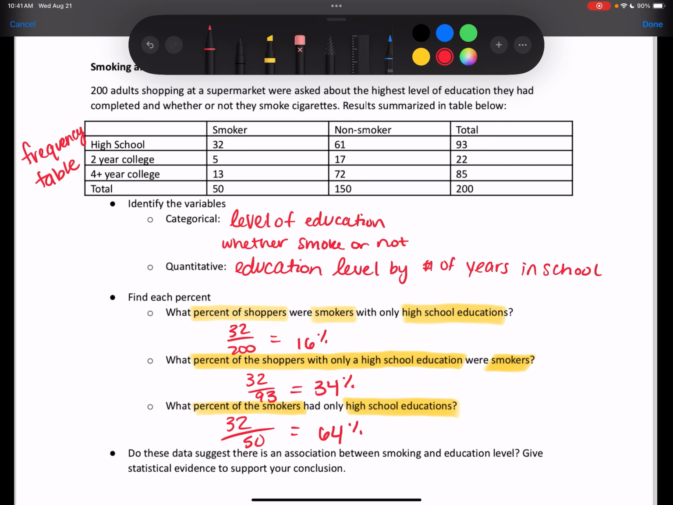So notice all of these were worded very similarly. They all dealt with high school education and smokers in some fashion, but we're looking at the percent of what. The first one was just shoppers, the second was shoppers with a high school education, and the last was smokers. So you've really got to pay attention to wording so that you don't get something wrong.